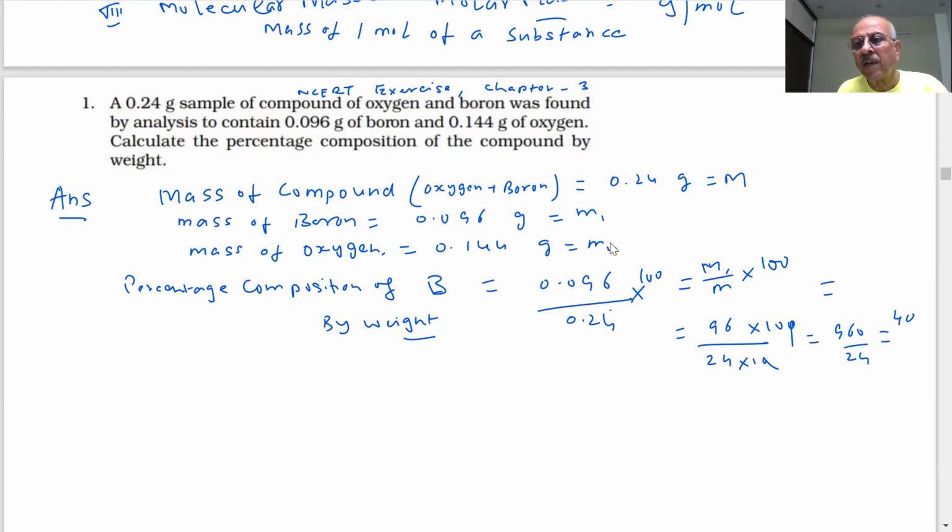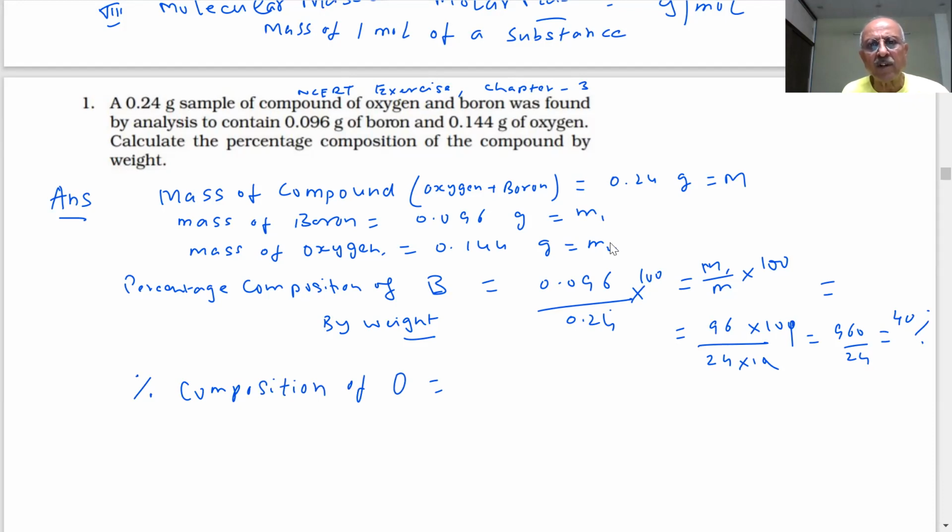Okay? So you have 40% percentage composition of boron. How much? 40%. And what is the percentage composition of oxygen, students? Now it is clear. If total is 100, 40 is boron, then the rest will be 60%.